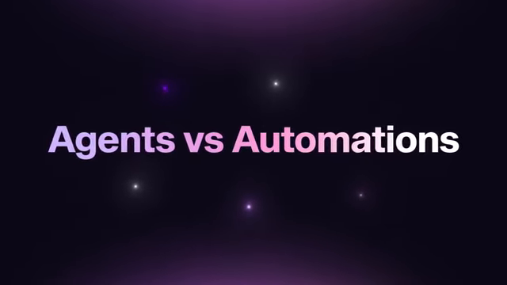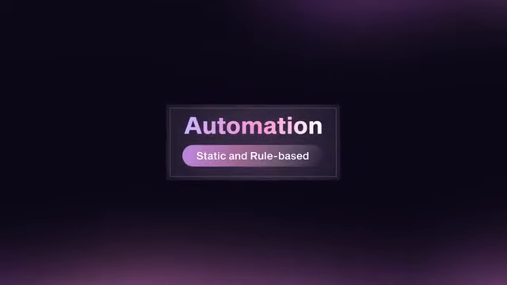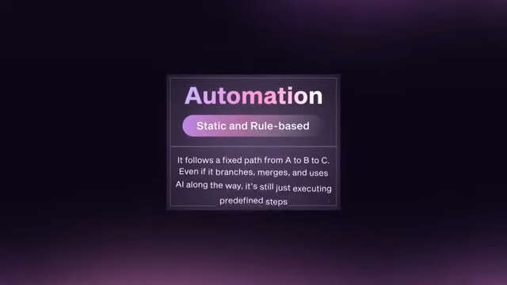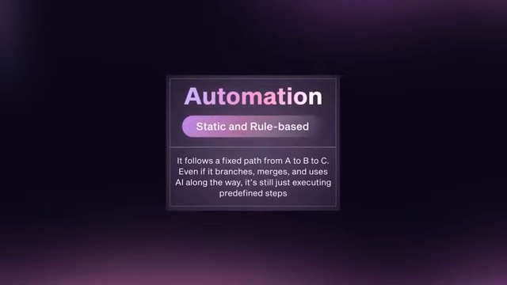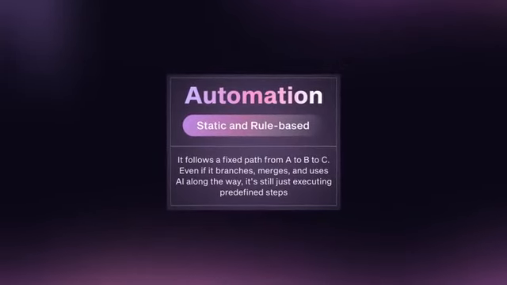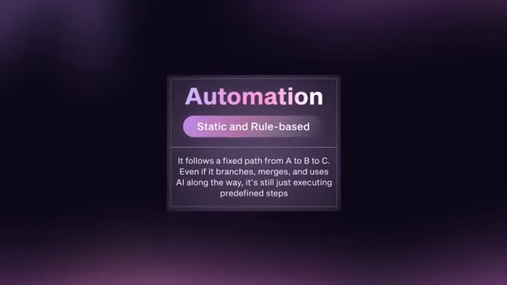For this next build, we're going to be using the AI agent node. The automations we've built so far can be incredibly useful, but agents take things to another level. So here's the difference. Automation equals static and rule-based. It follows a fixed path from A to B to C. Even if it branches, merges, and uses AI along the way, it's still just executing predefined steps.